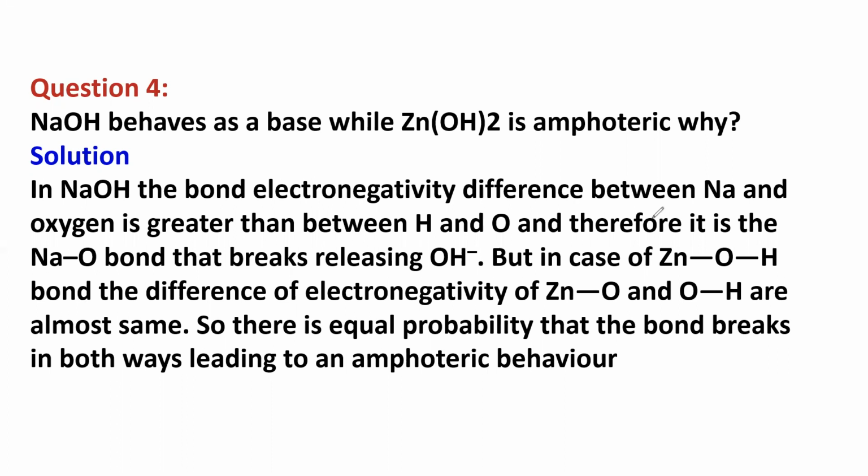In sodium hydroxide, the electronegativity difference between sodium and oxygen is greater than between hydrogen and oxygen, and therefore it is the sodium-oxygen bond that breaks, releasing OH minus. Whereas in zinc hydroxide, the electronegativity differences of zinc-oxygen and oxygen-hydrogen are almost the same. So there is equal probability of the bond breaking in both ways, leading to an amphoteric character. I hope it is clear now. These solved examples are important because all these are previous competitive exam questions. Next question.